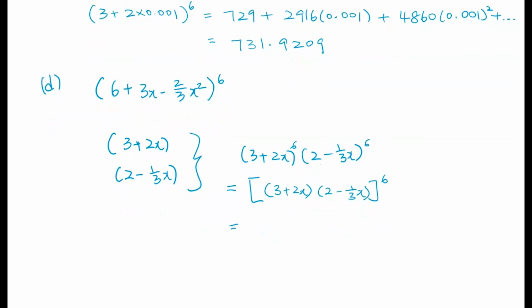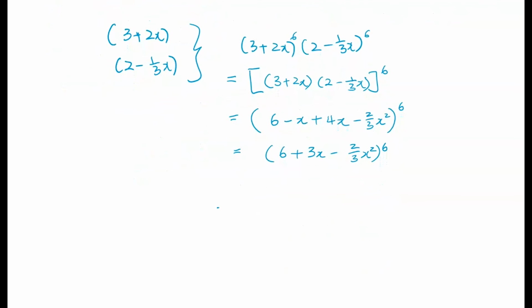And inside the square bracket, let me just expand it. 3 times 2 is 6. 3 times negative 1 third x gives me negative x. 2x times 2 is 4x. And 2x times negative 1 third x gives me negative 2 over 3 x squared, to the power of 6. If you simplify this, you get 6 plus 3x minus 2 over 3 x squared to the power of 6, which is what part D wants. So part D is actually a product of expansion.